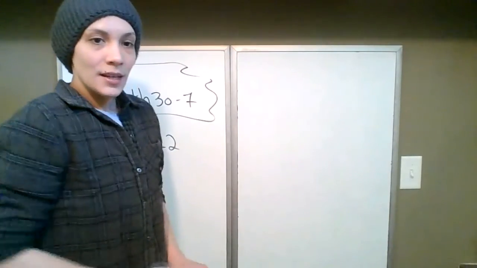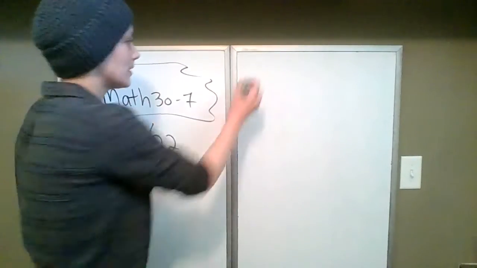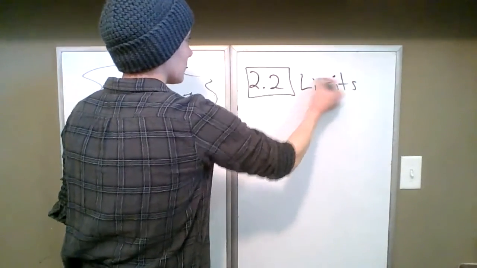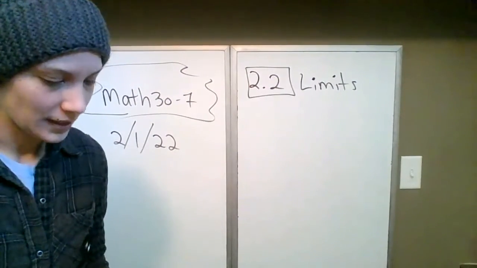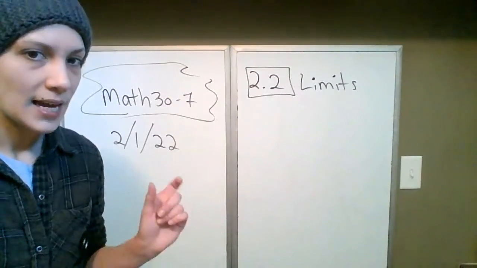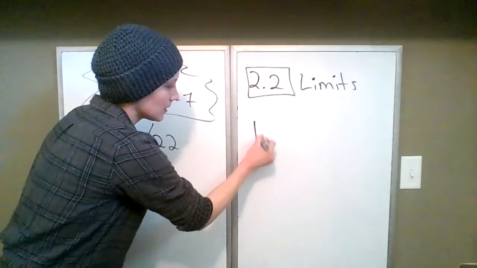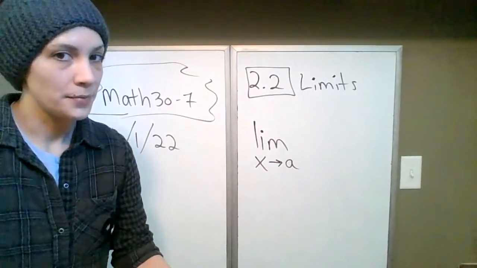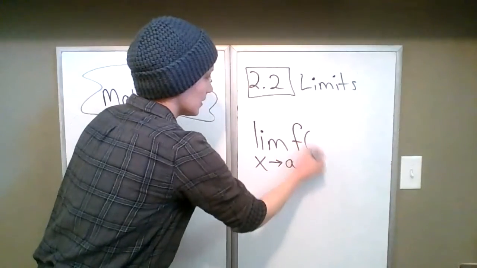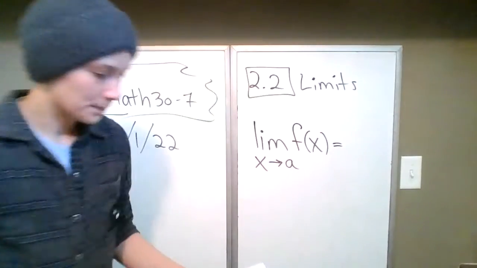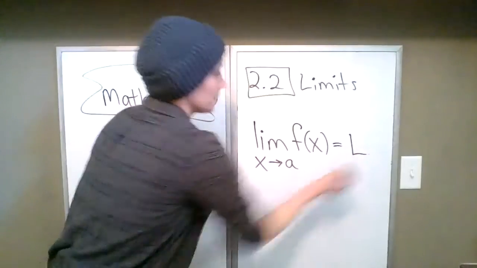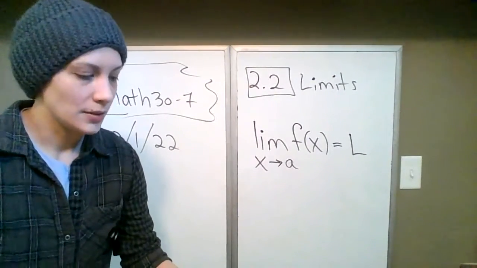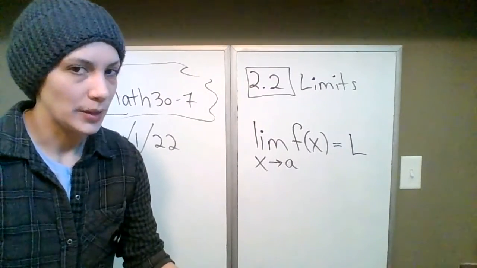Okay. We're on 2.2, limits. Notation: the limit as x approaches a of the function f of x is equal to L. Okay, and so writing this down, it says the limit as x goes to a, or x approaches a, is equal to L.